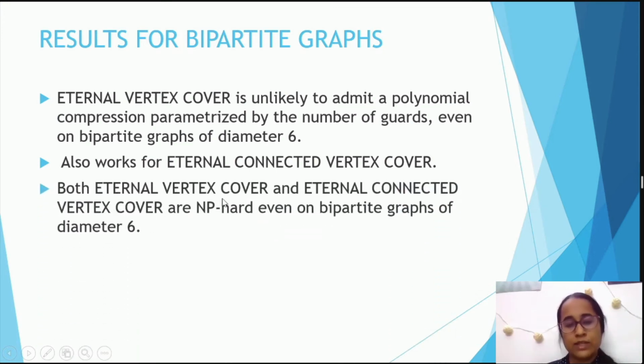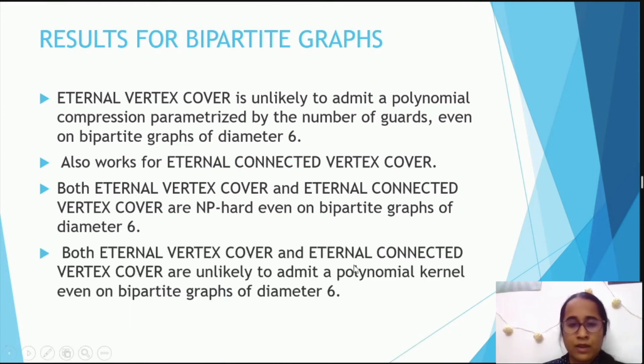Both eternal vertex cover and eternal connected vertex cover are NP-hard even on bipartite graphs of diameter 6 because red-blue dominating set is NP-hard. And both of them are unlikely to admit a polynomial kernel even on bipartite graphs of diameter 6.